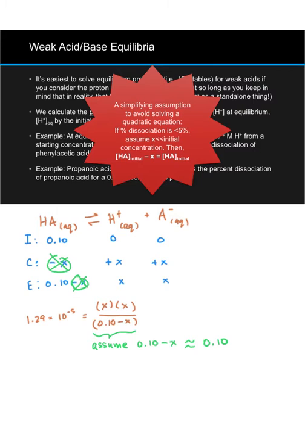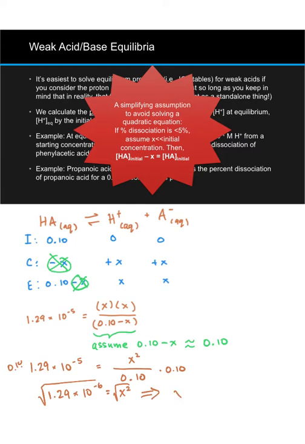Under this assumption then, our equation becomes 1.29 times 10 to the minus 5 is equal to X squared over, not 0.1 minus X, but just 0.1. To solve this equation for X is much simpler than the previous. We multiply 0.1 by both sides to get 1.29 times 10 to the minus 6 is equal to X squared. Now, to solve for X, we can simply take the square root of both sides.